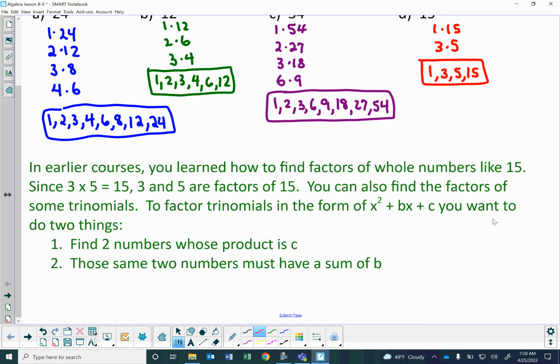To factor trinomials of the form x squared plus bx plus c, you want to do two things. The first thing you want to do is find two numbers whose product, which means when you multiply them together, is c, the constant term, and whose sum, when you add them together, is the coefficient of the b. So let's take a look at a couple of trinomials.